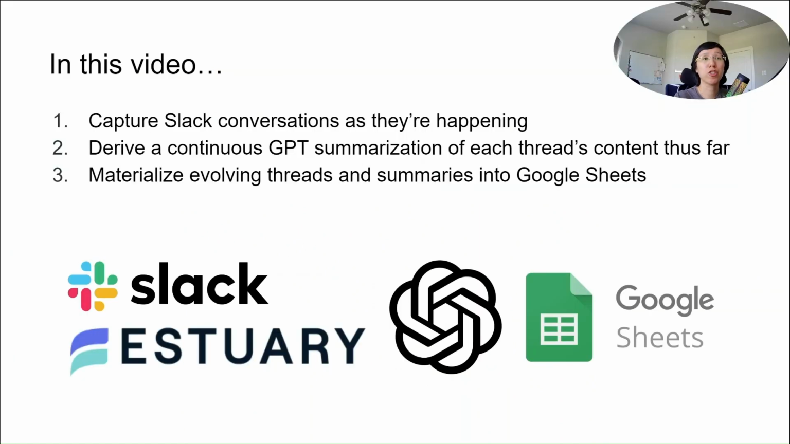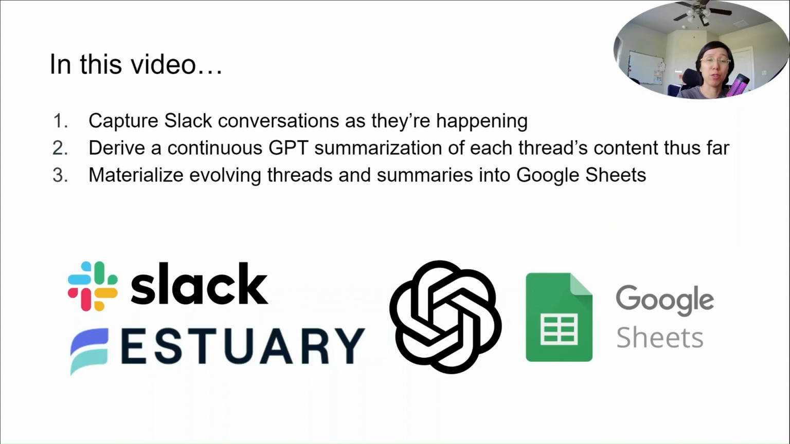In this video, we'll show how you can productionize a custom always-on GPT-enabled transformation pipeline with your actual data. We'll be using Estuary's Slack instance to 1. Capture Slack conversations as they're happening, 2. Derive a continuous GPT summarization of each thread's content, 3. Materialize evolving threads and summaries into Google Sheets.